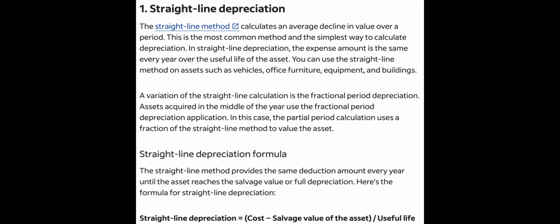Straight-line depreciation formula. The straight-line method provides the same deduction amount every year until the asset reaches the salvage value or full depreciation. Here's the formula for straight-line depreciation. Straight-line depreciation equals (cost minus salvage value of the asset) / useful life.